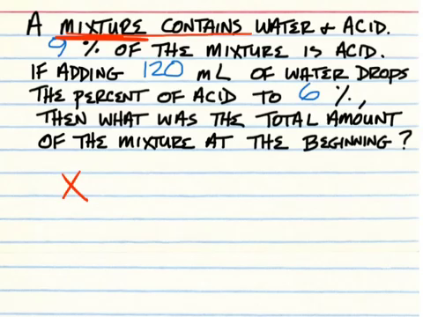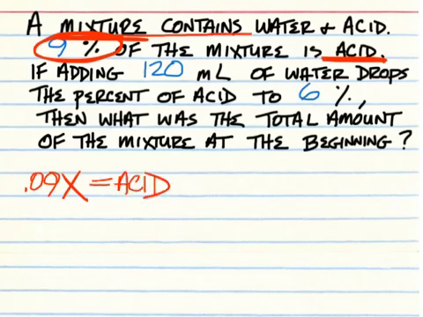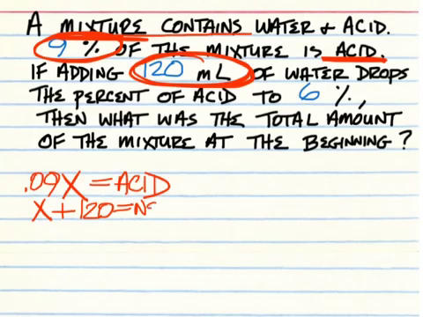Whether we know it or not, for the total, we still have to multiply by 9% to come up with how much acid we have. So we multiply 0.09 by X, and that will give us our amount of acid. If we add 120 milliliters of water to the original total, then that's the same as X plus 120. And that gives us our new total.